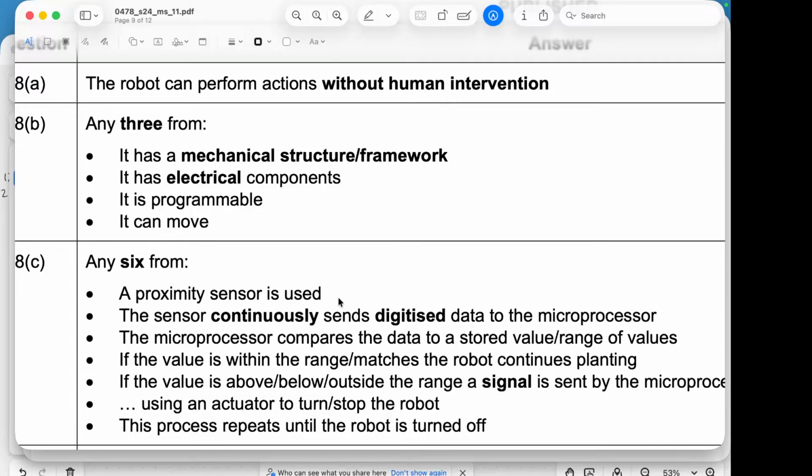Microprocessor compares data. Just think of that if statement that's been written. And then what does it do with the if and the else? What happens? Well, it either turns or it carries on, etc.